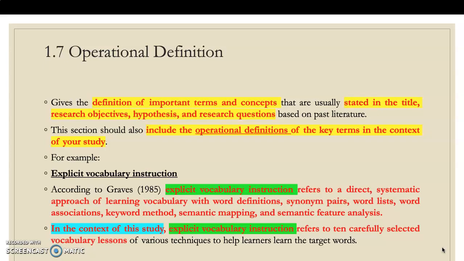The first definition is the definition from the literature. For example, according to Graves, this is the literature definition of explicit vocabulary instruction. It refers to a direct, systematic approach in the teaching of vocabulary. And next, you have to have an operational definition in the context of your study. So in the context of this study, explicit vocabulary instruction refers to 10 carefully selected vocabulary lessons of various techniques to help learners learn the target words. Right? So it's specific to this particular research.